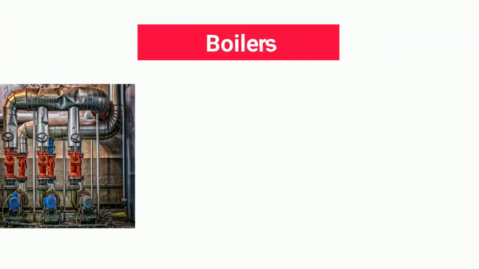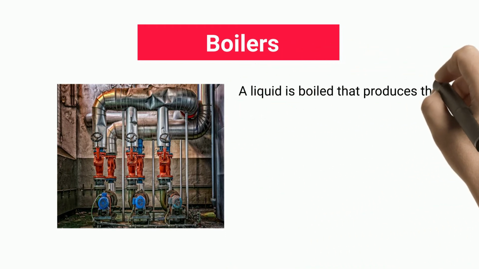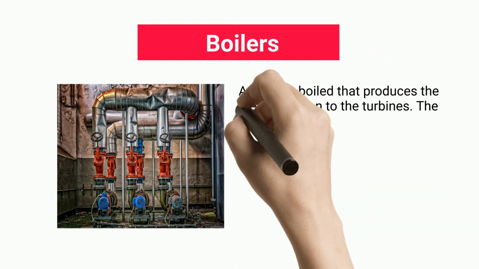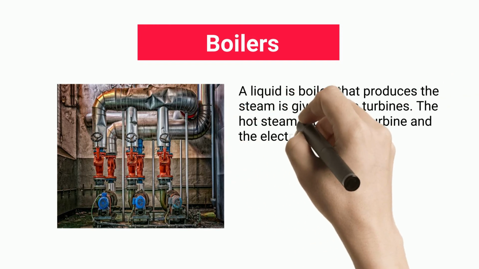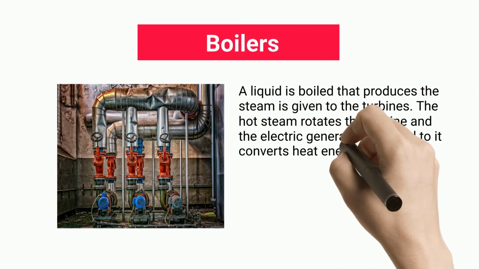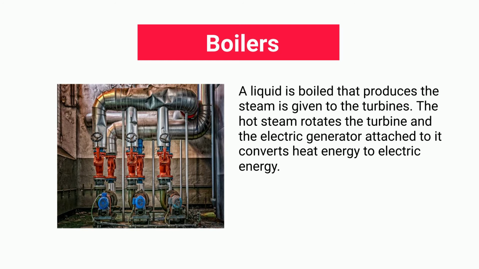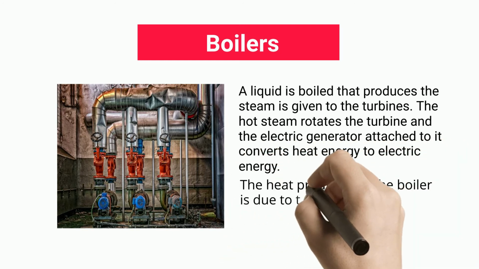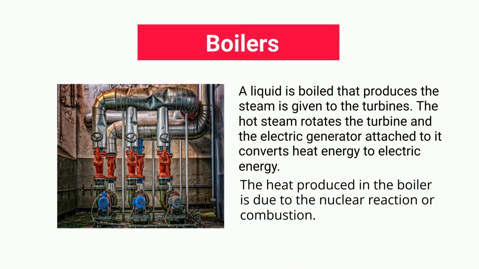Boilers. A liquid is boiled that produces steam, which is given to the turbines. The hot steam rotates the turbine and the electric generator attached to it converts heat energy to electric energy. The heat produced in the boiler is due to the nuclear reaction or combustion.